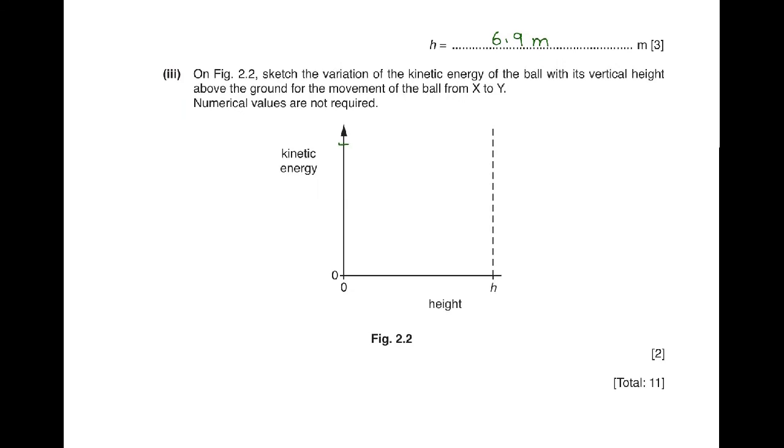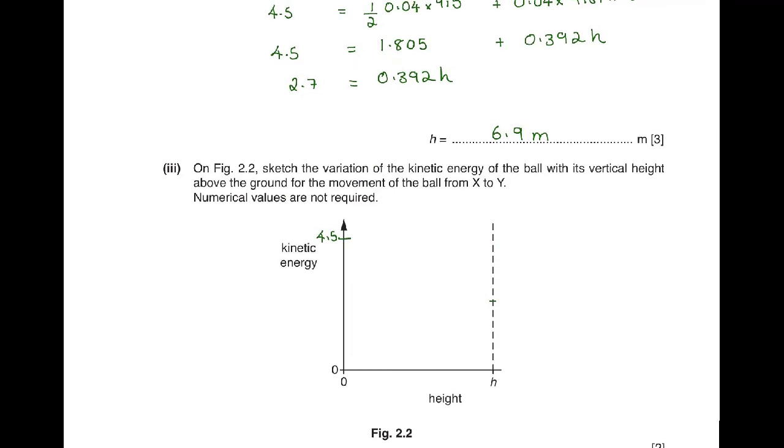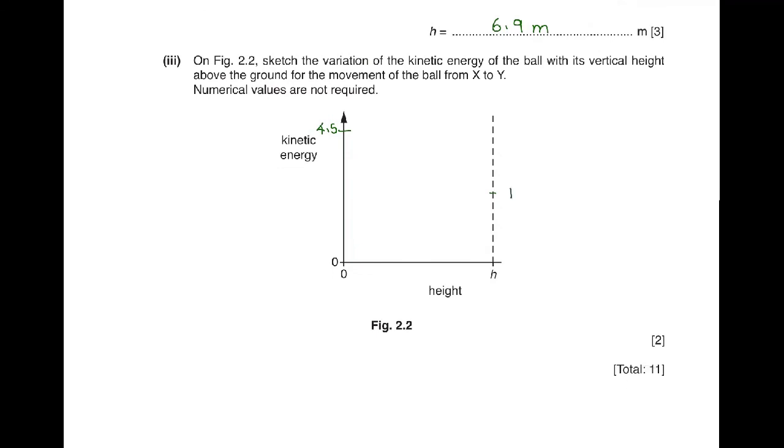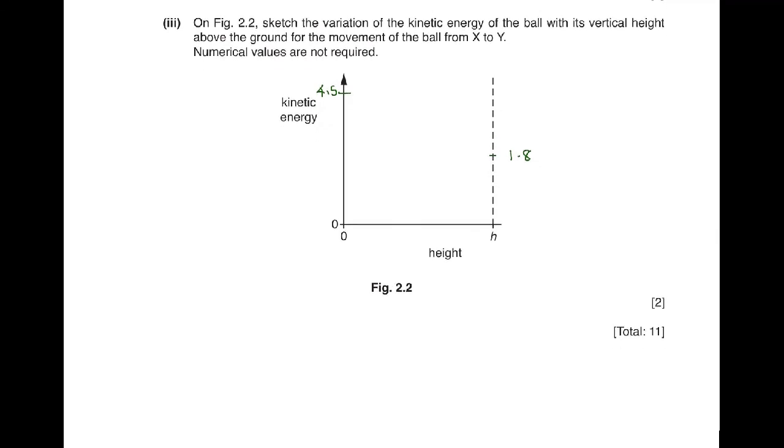We know that when the height is 0, the kinetic energy is 4.5. And we know that when it gets to h, the kinetic energy is still 1.8. We don't need those numerical numbers, but I find they help me. What we need to do is to decide whether this line is going to be straight or curved, and if it's curved, how it's curving.